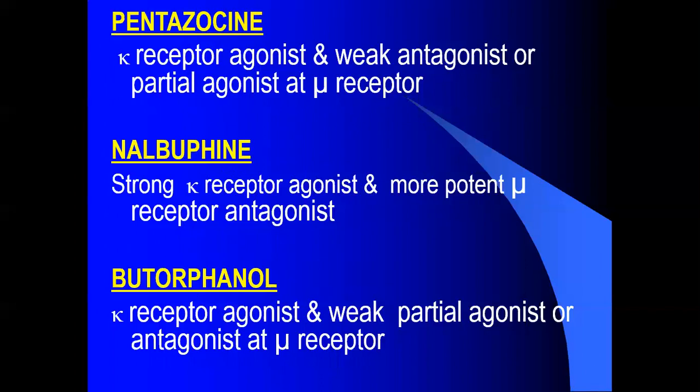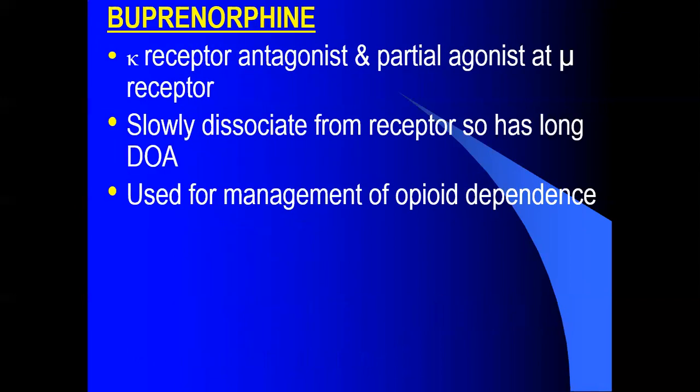Nalbuphine is a strong kappa receptor agonist but has more potent actions at mu receptors, so it is more antagonist at the mu receptor. Butorphanol, kappa receptor agonist and weak partial agonist or antagonist at the mu receptor. Now, buprenorphine, kappa receptor antagonist and partial agonist at the mu receptor. It slowly dissociates from the receptors, so it has a long duration of action. That means it remains bound to the receptor for a long time. It is used for the management of opioid dependence.